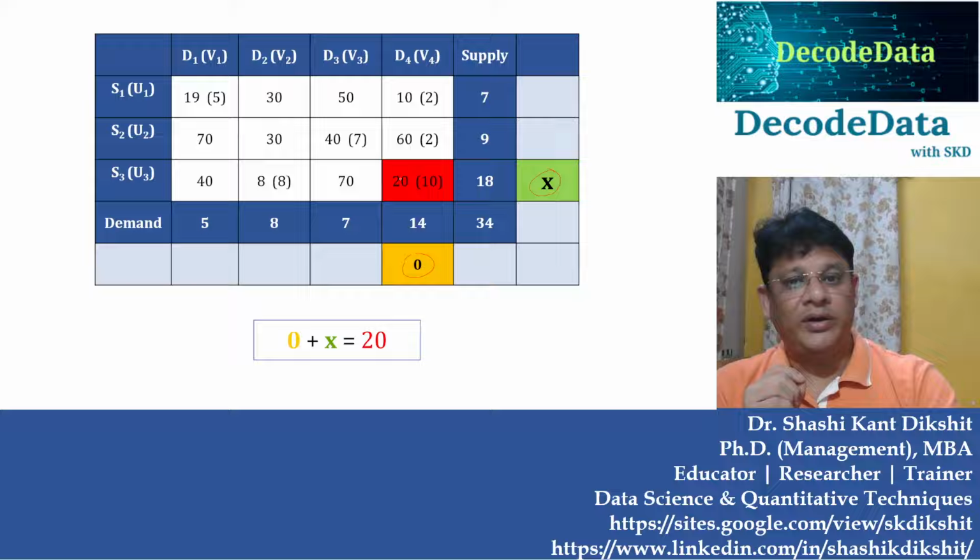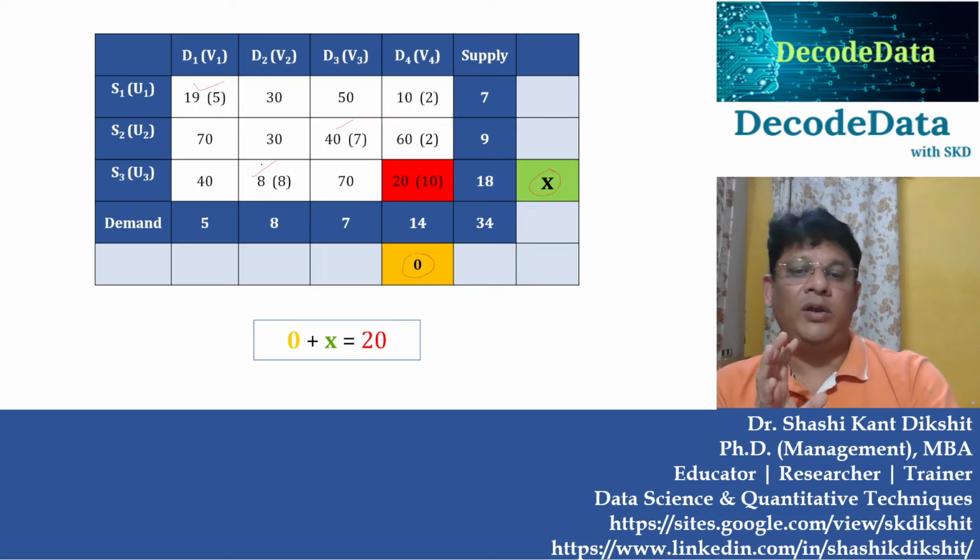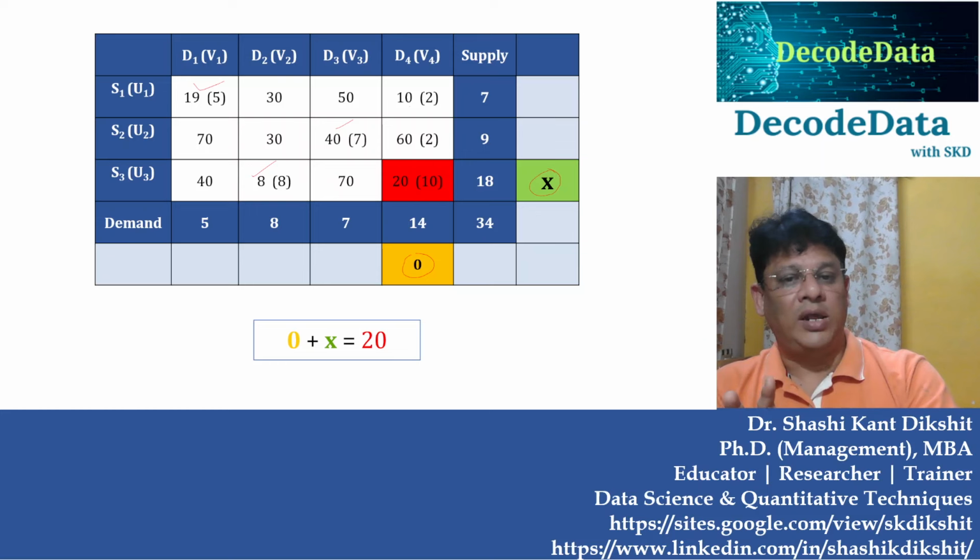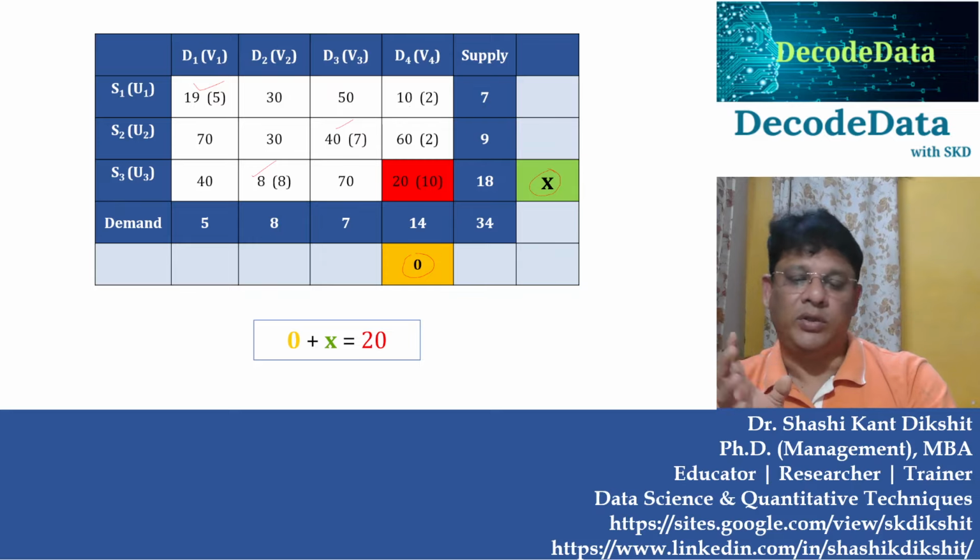So this is the one that is in red, this is one allocation, second allocation, third allocation, this is fourth allocation, this is fifth allocation, and this is sixth allocation. So we will take just these cells to calculate the value of u1, u2, u3, v1, v2, v3, right?